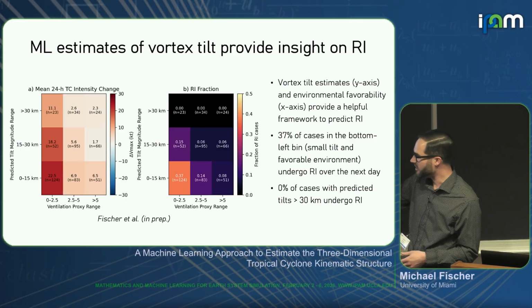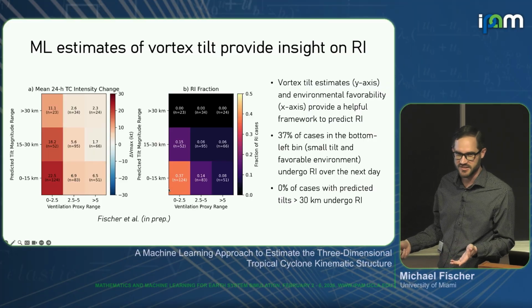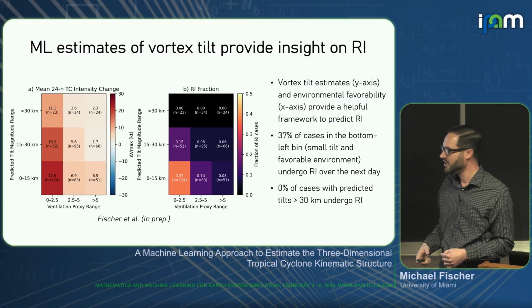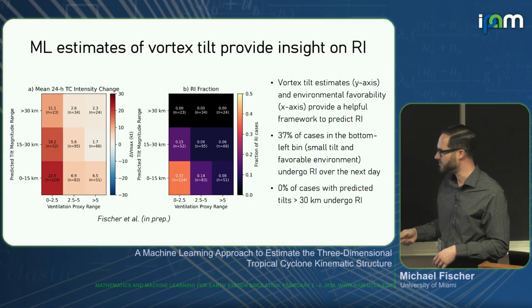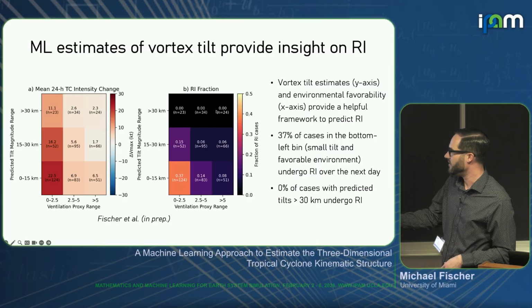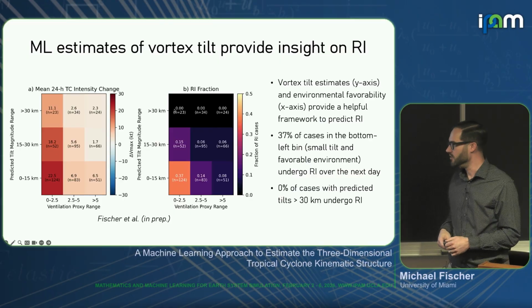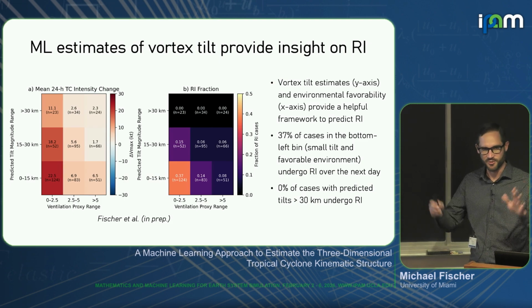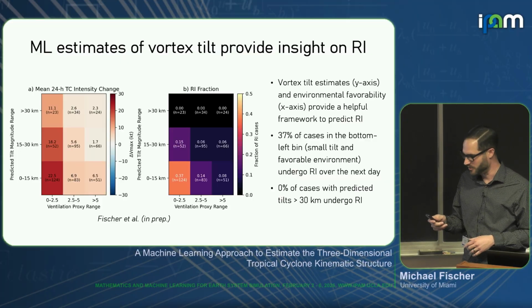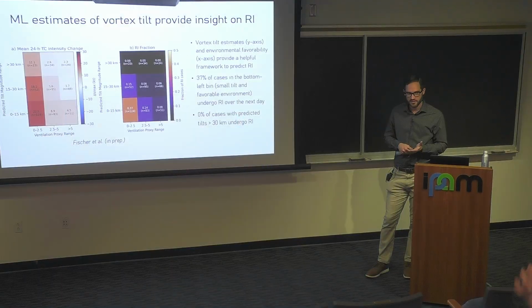For example, in this bottom left panel here, 37% of all cases in that bin undergo rapid intensification. By definition, RI is defined as 5% of all overwater intensity change episodes. And in the top left portion of this same environmental favorability ranking, we get 0 cases that undergo rapid intensification. So this could be a pretty useful discriminant for a forecaster, to warn whether this has a high chance of undergoing rapid intensification. Any questions so far? Yes?